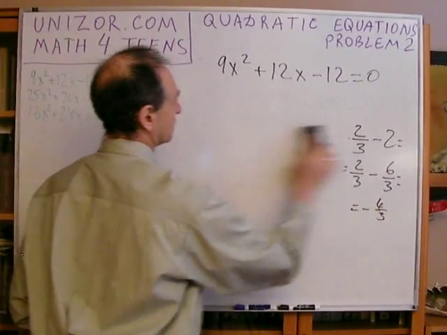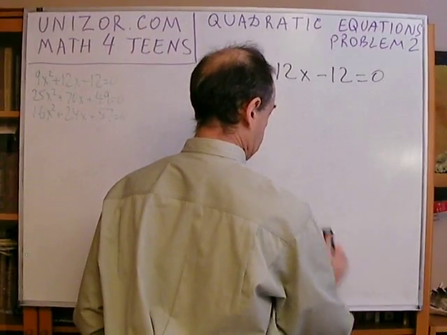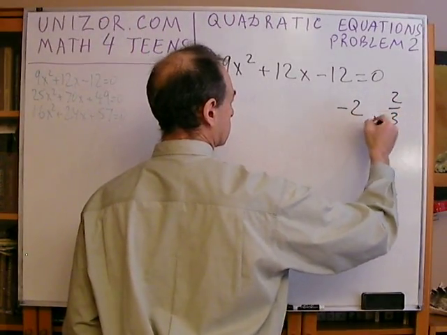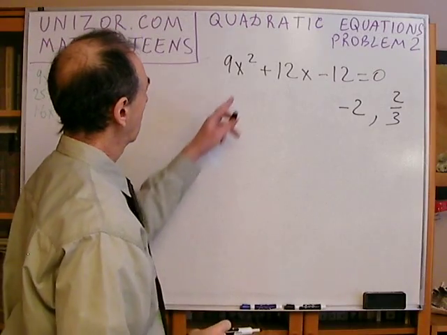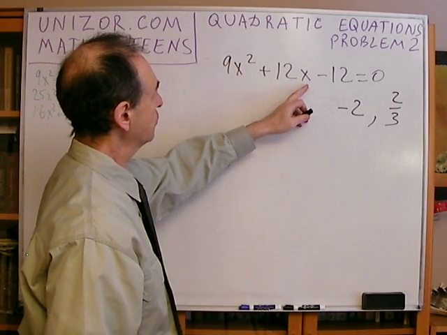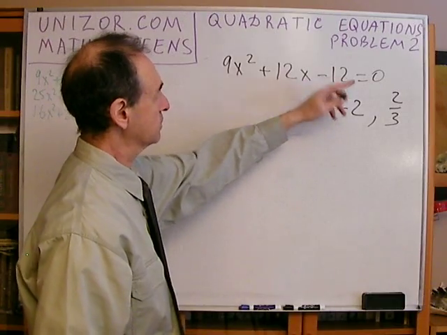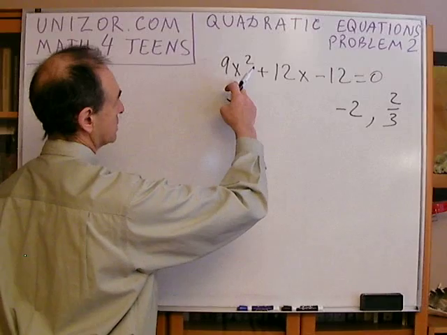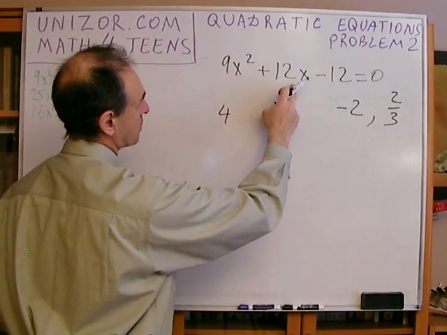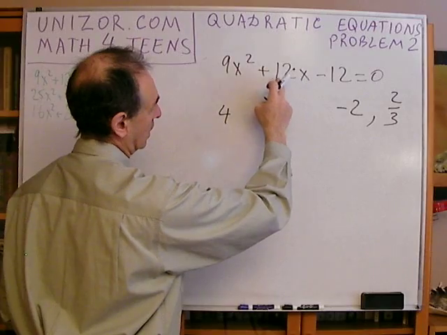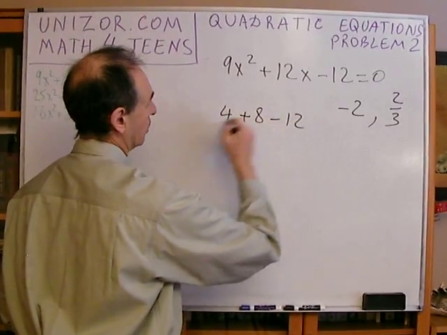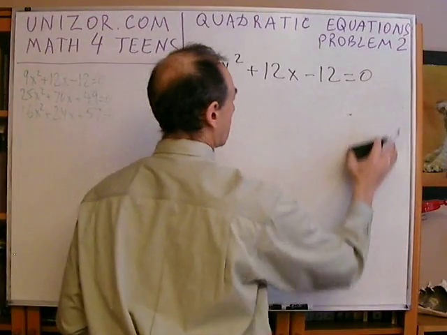Oh, we wanted to make a check, right? What was it? Minus 2 and 2/3, right? Minus 2 squared is 4, times 9, 36. 12 times minus 2 is minus 24. 36 minus 24 minus 12, that's 0, good. And 2/3 squared will be 4 ninths times 9 is 4. 2/3 times 12 will be 12 divided by 3, that's 4, times 2, it's 8, and minus 12, also 0. Everything is fine. The solution is correct. Let's move on.